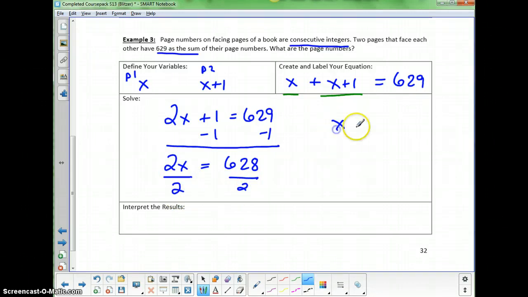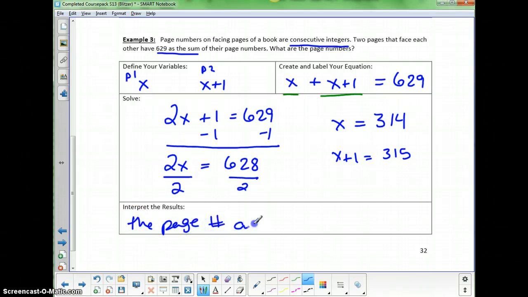I need to write it over here. When I divide both sides by 2, x is going to be equal to 314. Alright, I had two things I was looking for here. The page numbers. This right here is page 1, and page 2 was x plus 1, which would be 315. So the page numbers are 314 and 315. So I've written a little bit of shorthand right there. The page numbers are 314 and 315. Let's look at the next one.